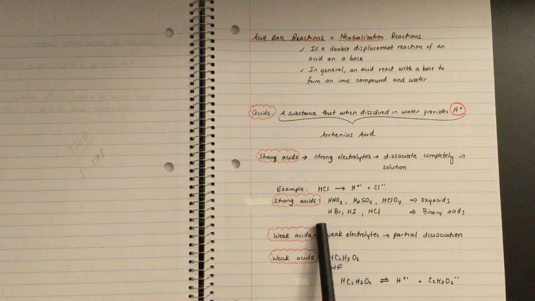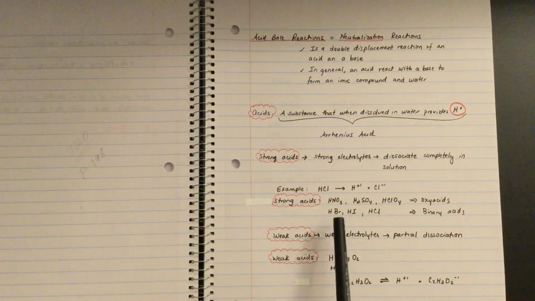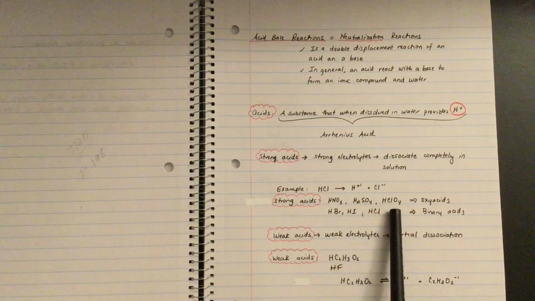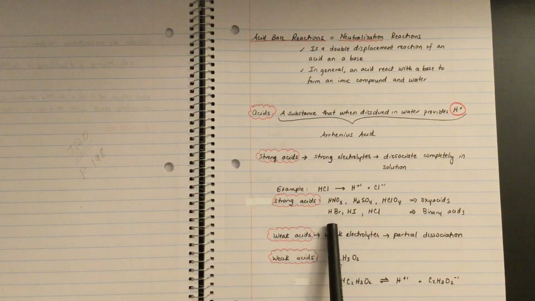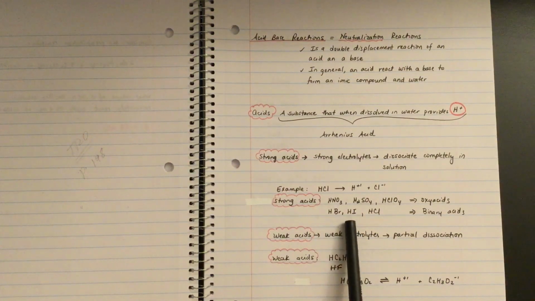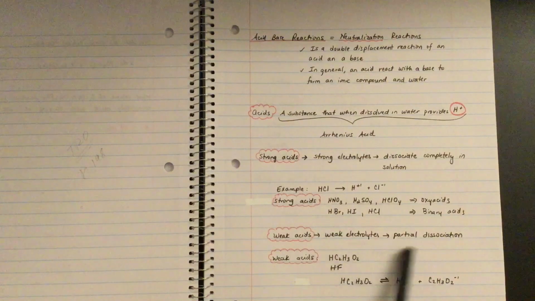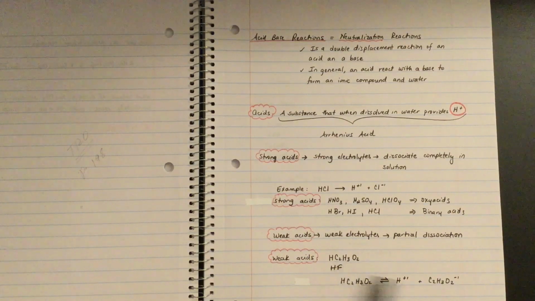For strong acids, I have a list of 6 acids that you should know: nitric acid, sulfuric acid, perchloric acid, hydrobromic acid, hydroiodic acid, and hydrochloric acid. For weak acids, which are weak electrolytes with partial dissociation, I have just 2 examples here: acetic acid and hydrofluoric acid.